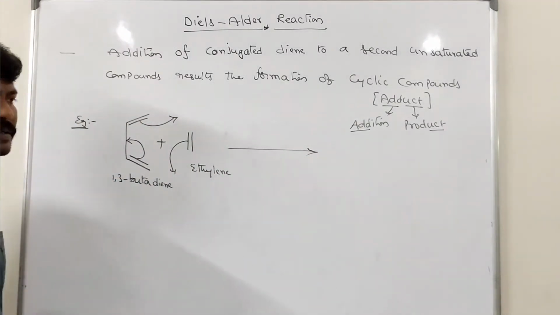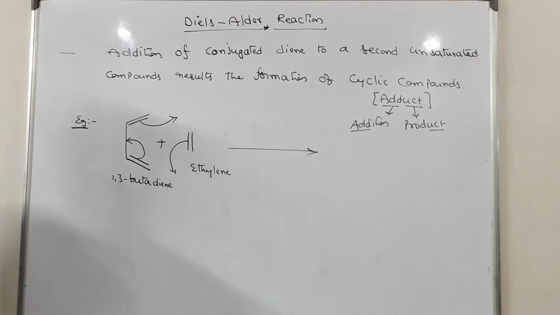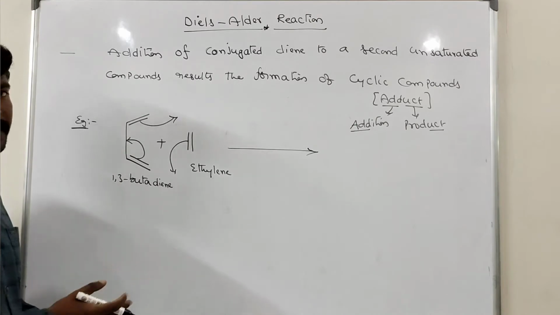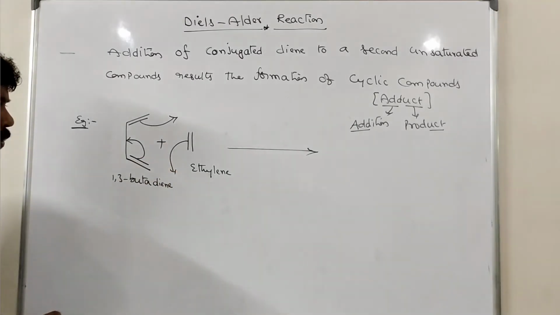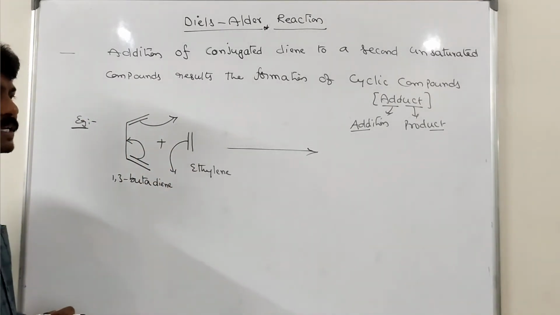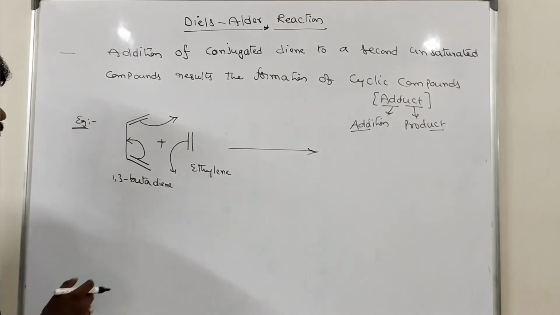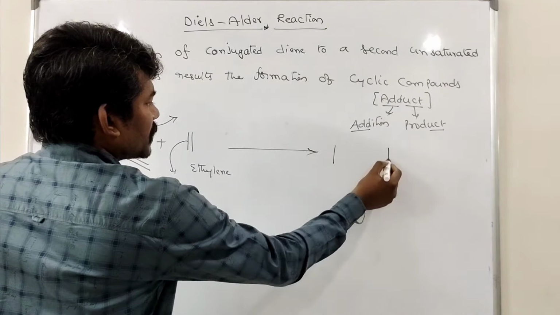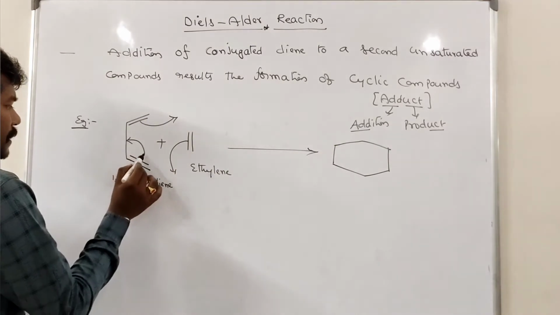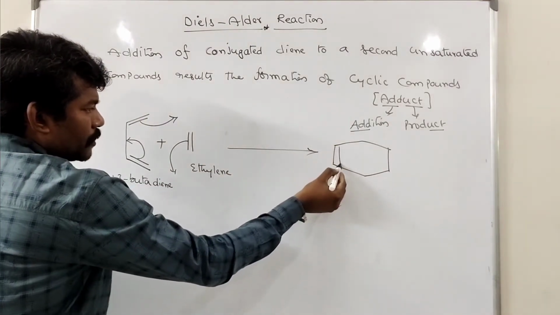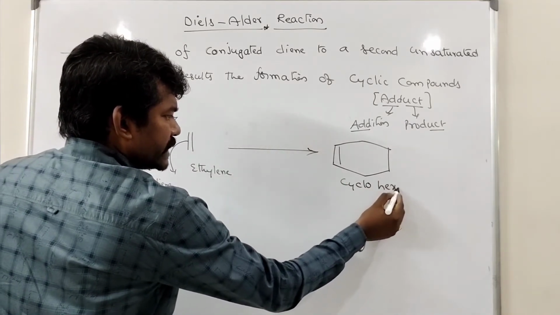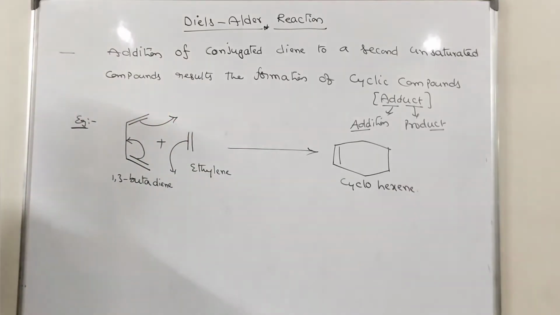The reaction is carried out in the presence of inert solvents like benzene or toluene, and also at temperature. It may be 125 degrees centigrade, 225 degrees centigrade. The temperature is necessary. Now we get a 6-membered cyclic compound. Pi bond shifting like this. So here double bond formation takes place. This is known as cyclohexene, the cyclic compound addition product.